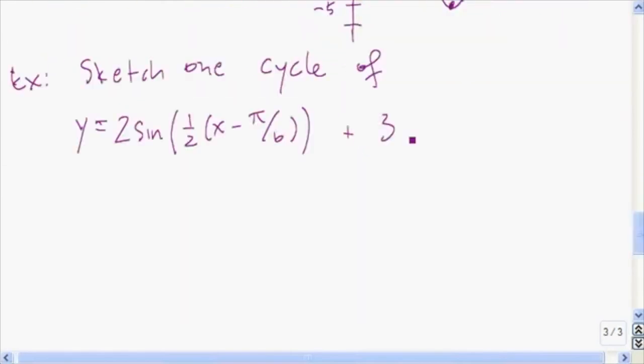Okay, why don't you press pause while you work on this? So remember, when you have a phase shift inside, you have to make sure the b value, the coefficient of x, is in fact factored out. Okay, so it is, and so you're ready to proceed.